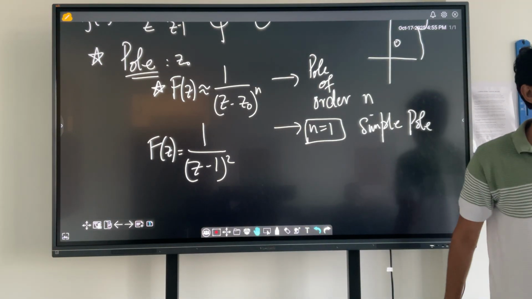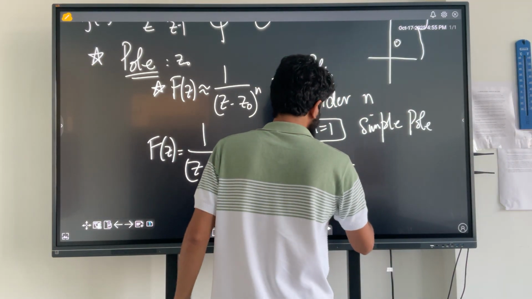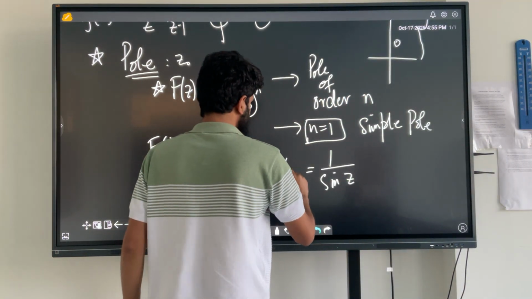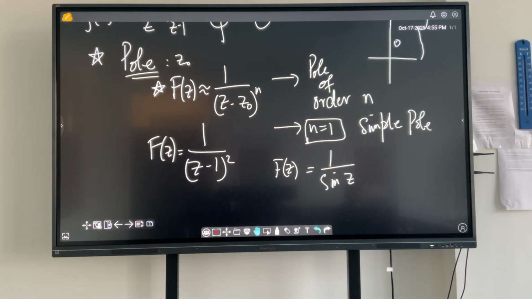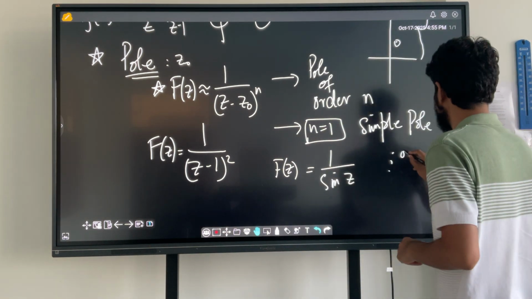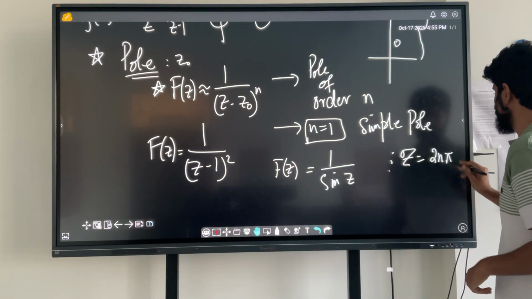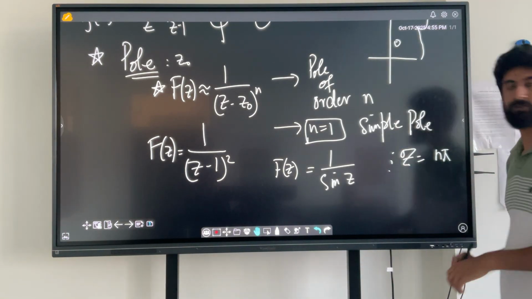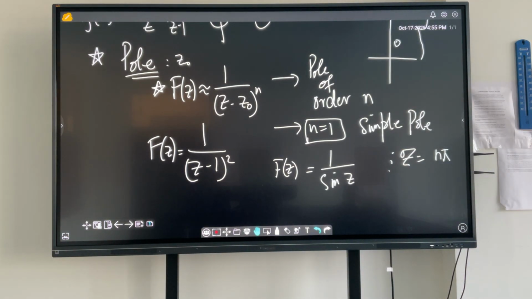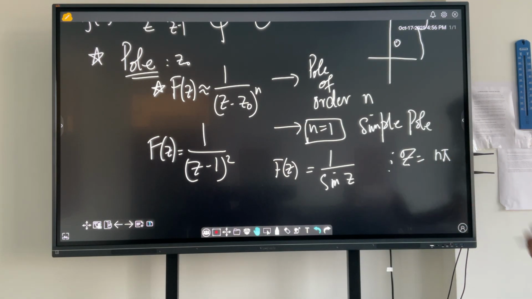What about 1 by sin z? Z equal to what? N pi. Sin 0 is 0, sin pi is also 0, n pi. So how many poles does it have? Infinity. But all of them are isolated. They are separate. They are away from each other.